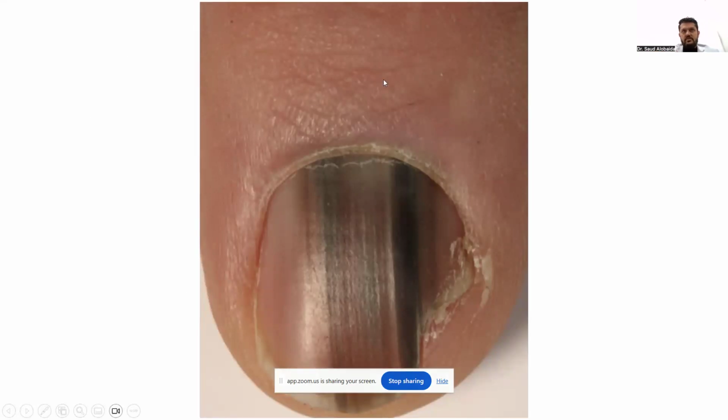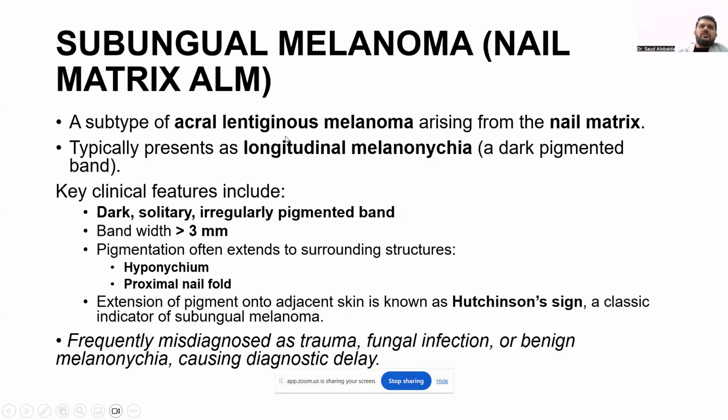Unfortunately, I've seen this a couple of times, and what you see here is a dark band that's covering most of the nail, a little bit of hue on the nail fold here, as well as you can see maybe notching here of the nail. But one thing about it, it's very wide. This is more than 3 millimeters. It has different shades of black and brown, and it doesn't have a regular appearance. So this alludes to something growing here and should not be ignored. And this is what we call subungual melanoma, and this is a type of acral lentiginous melanoma.